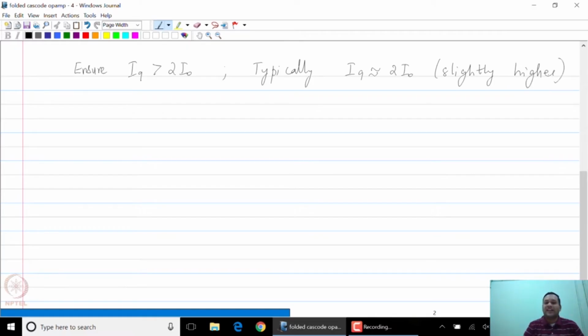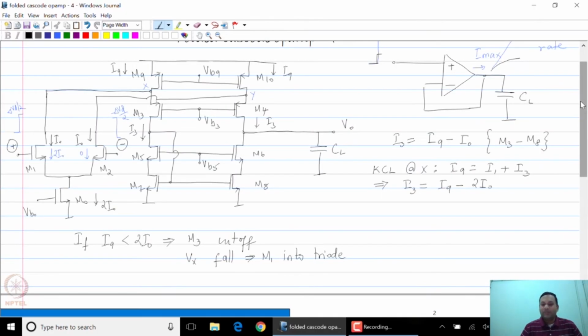So you have to ensure I9 is greater than 2 I0, but you can just make it slightly higher than 2 I0, so that no transistor leaves the saturation region. So this is something to be ensured. If this happens, then you will have to find out what the total current through the output node is.